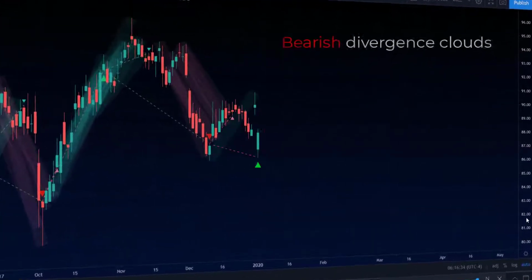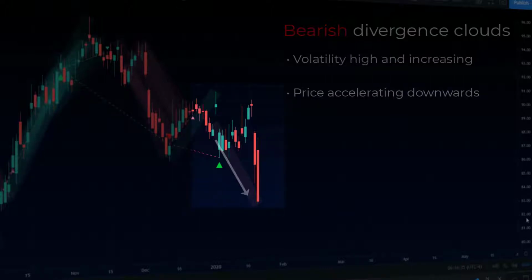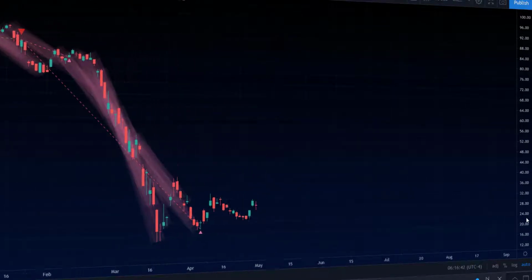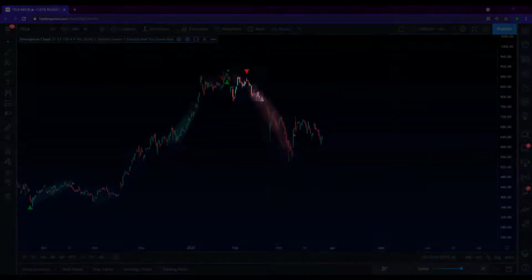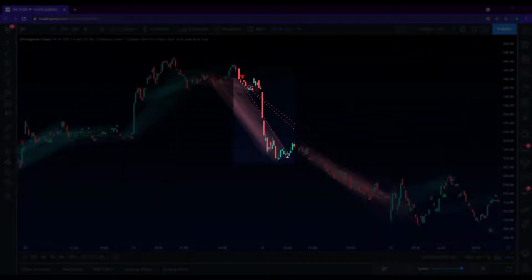Bearish divergence clouds develop in zones where volatility is high and increasing, while price trend and momentum are accelerating downwards. These clouds are designed to highlight unsustainable tops before drops, and areas of failing strength and support leading into downtrends.